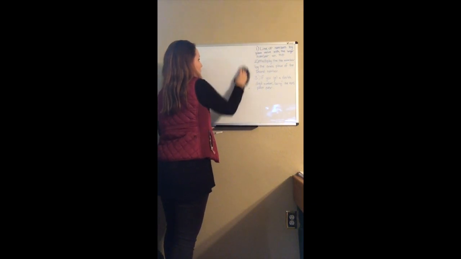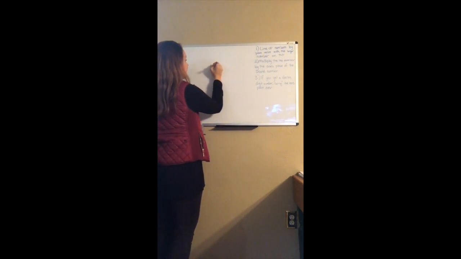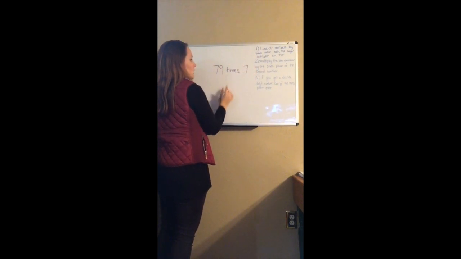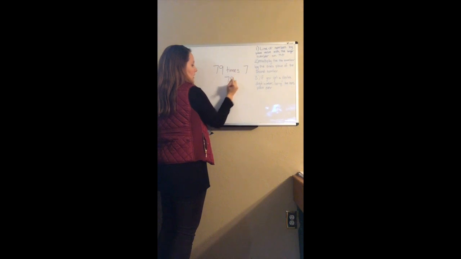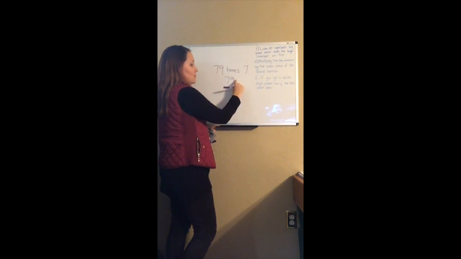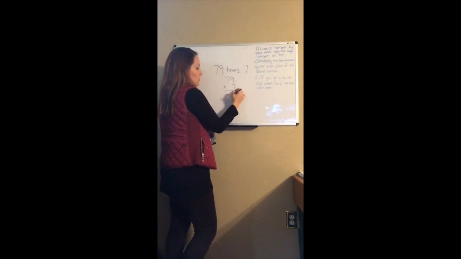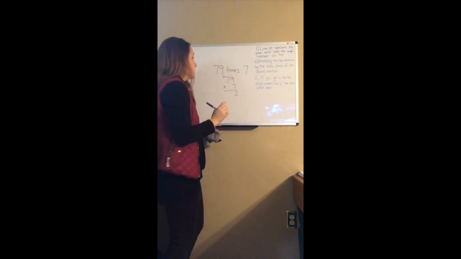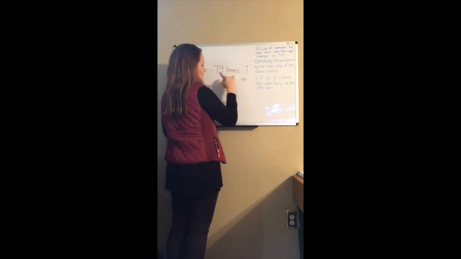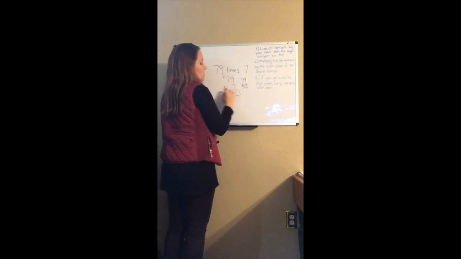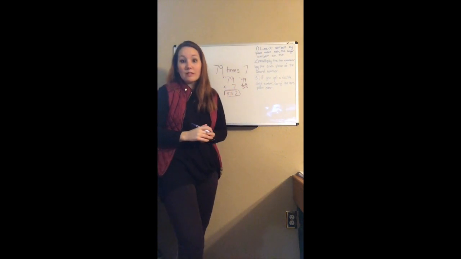So we have 79 times 7. So line them up. 79 times 7. Then we start by multiplying. So 7 times 9 will give me 63. So 3, carry the 6. 7 times 7 is 49. So we have 49 plus the 6 that we carried. 55. And so looking at this, you see how knowing your multiplication tables is really helpful.